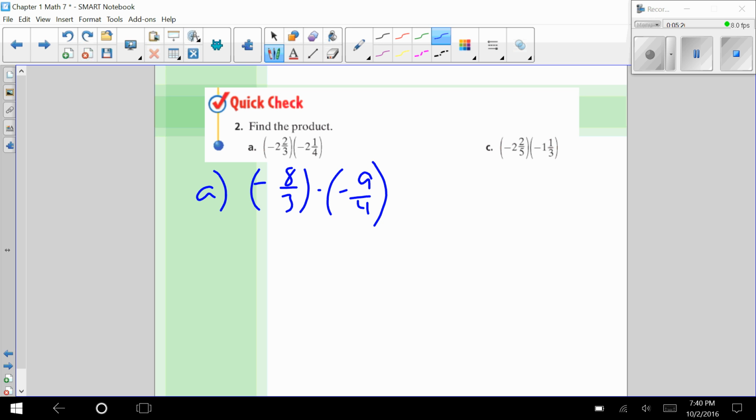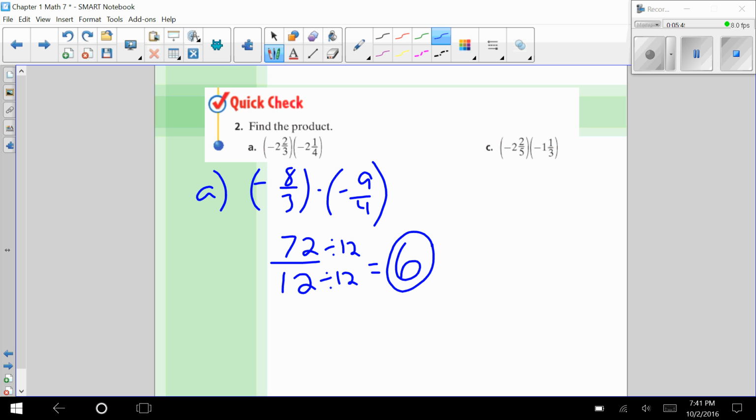So negative 8 times negative 9 makes positive 72. 3 times 4 makes 12. And I know that 12 actually goes into both of these, so my answer is going to be a whole number answer. So 72 divided by 12 is 6. 12 divided by 12 is 1. My answer is positive 6.